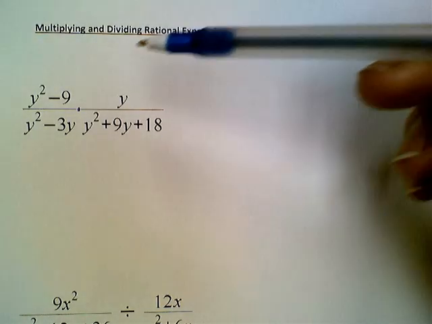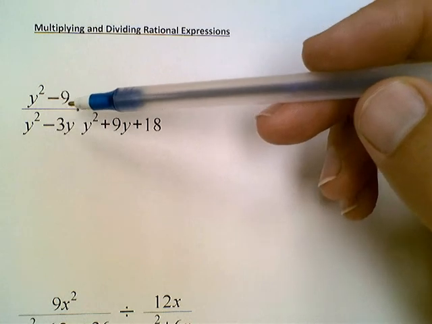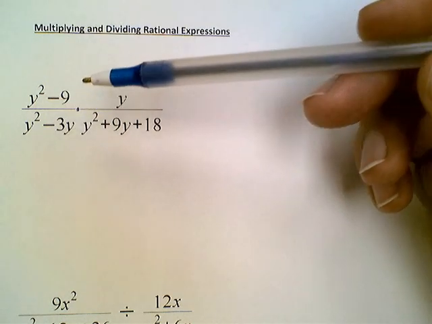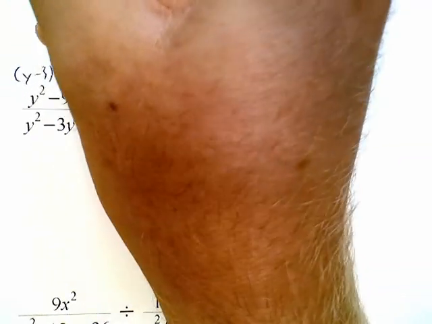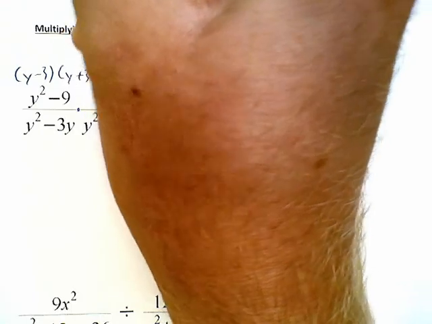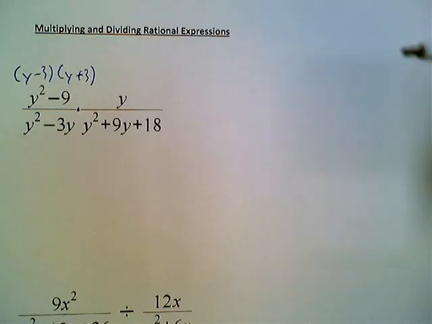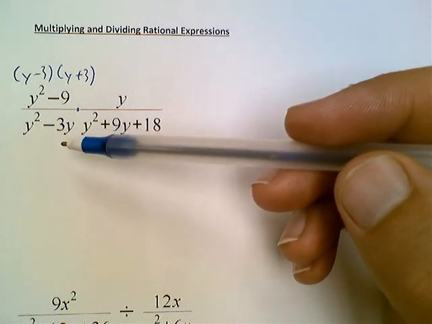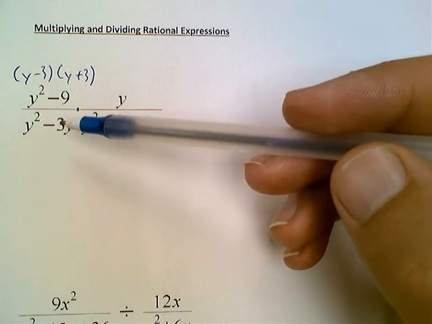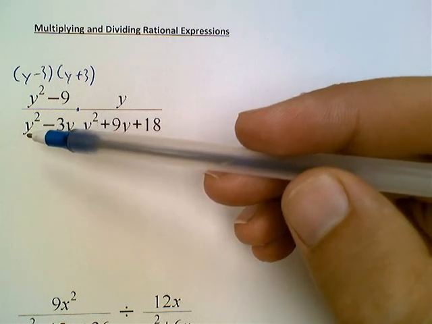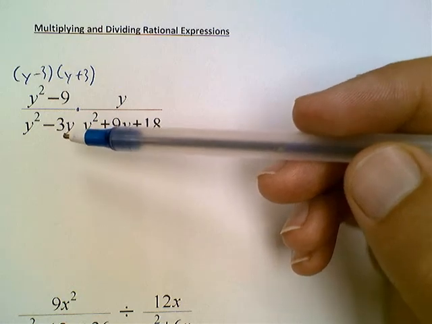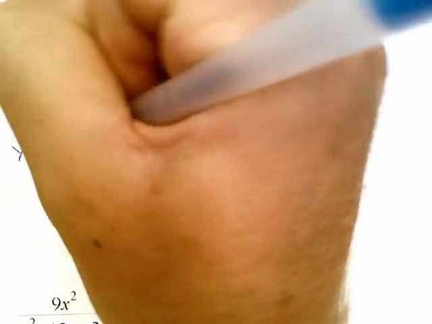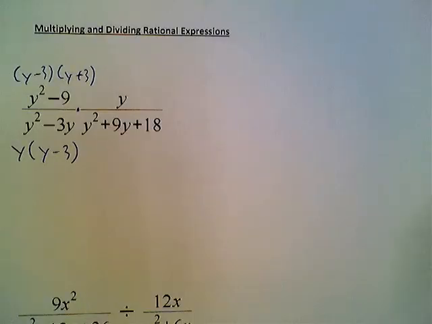So for this first fraction, in the numerator I've got y squared minus 9. That's a difference of squares, so I can factor that into (y minus 3)(y plus 3). Now in the denominator I've got y squared minus 3y. That's not a difference of squares, it's not a trinomial, but remember I can always factor out the greatest common factor if there is one. In this case, y squared and 3y both have a y, so I can factor that out in front, leaving me with just y minus 3 inside the parentheses.